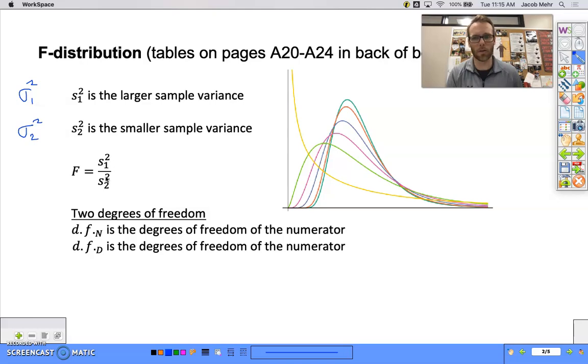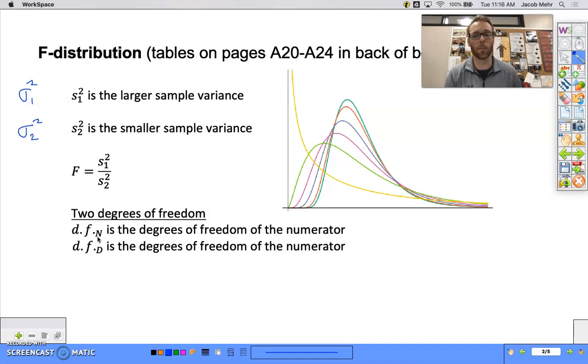Well, this is always going to end up being greater than 1, which means that we're always going to have a positive distribution. When I said there are 2 degrees of freedom, that's because we have a degrees of freedom from our first population and our second population, and this is what we're going to call it, df sub n.